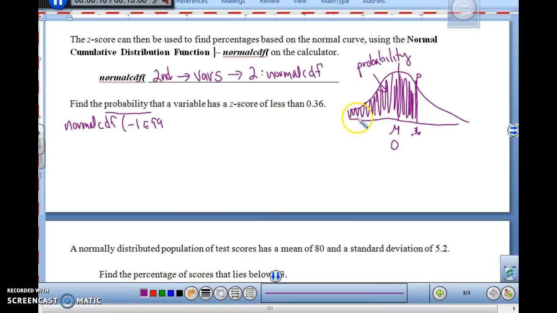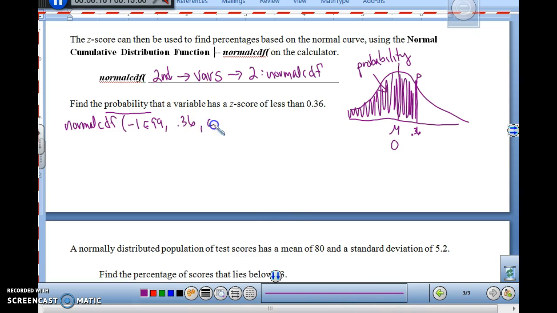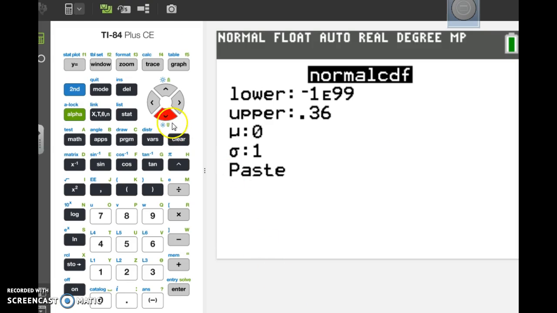Now the next one would be the upper. Where does it stop? It would stop at 0.36, so we put 0.36 in here. Now for the mean and standard deviation, since we're using just a standard graph, the mean would be 0, and we're going by 1 standard deviation, so 0 and 1 would be our next ones. And then we go down to paste.